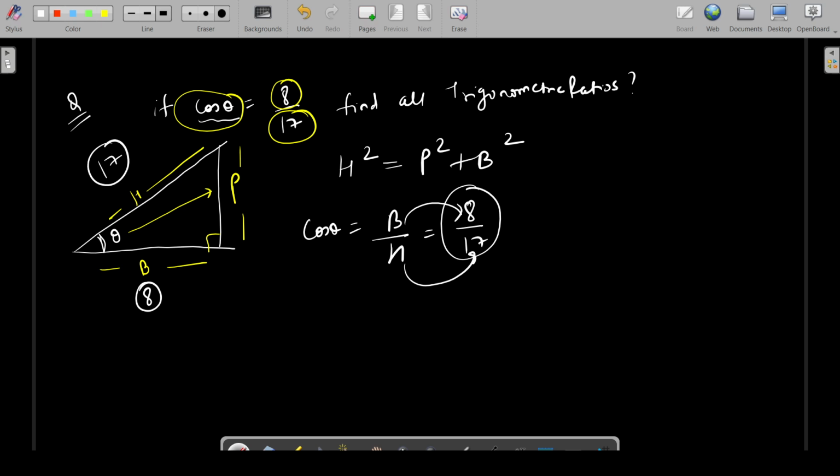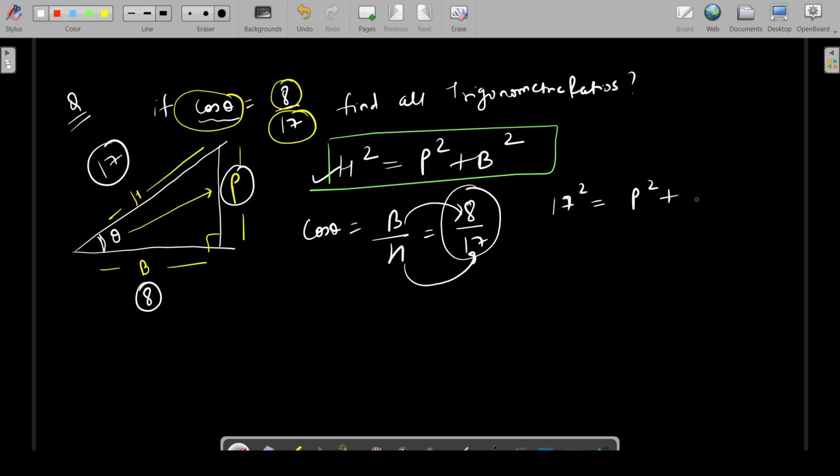If we know the hypotenuse and the base, then we can find the perpendicular with the help of this formula. So 17 square equal to perpendicular square plus 8 square. So 17 square minus 8 square equal to perpendicular square.